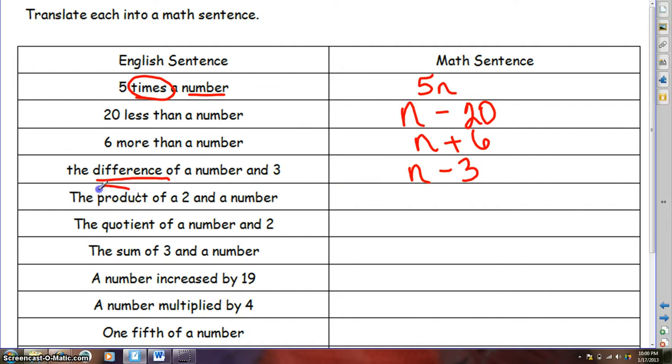The word product means to multiply. So we're going to multiply 2 and a number, and since 2 is our coefficient, we have to write it first, and the n comes second. In our next one, the word quotient means to divide. So we're going to take our number that we don't know, and divide it by the number 2. So we're dividing it by 2.